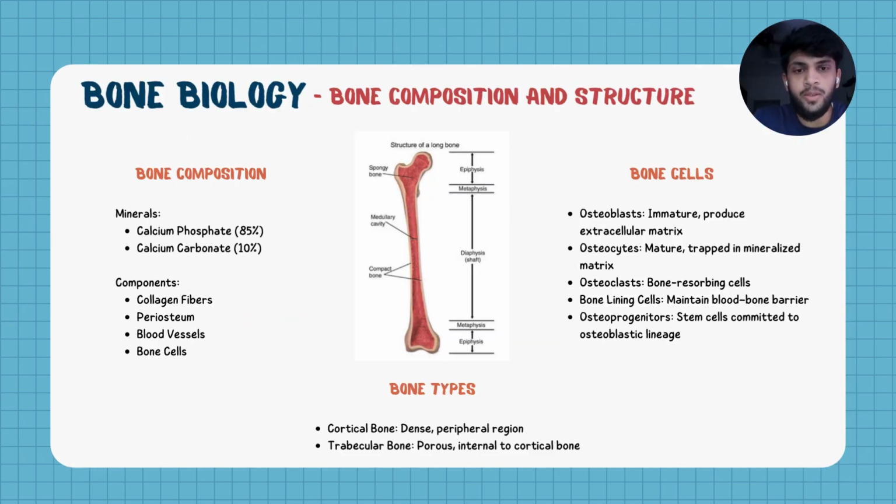Bone is a dynamic tissue consisting of minerals like calcium carbonate and calcium phosphate, along with collagen fibers, periosteum, blood vessels, and various kinds of bone cells. These cells include osteoblasts, which produce the bone matrix, osteocytes, wrapped inside this matrix, and osteoclasts, responsible for bone resorption. Moving on to the types of bone, we have cortical bone, which is dense and found in peripheral regions, and trabecular bone, which is porous and located internally.